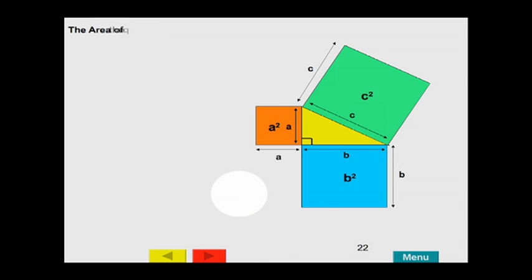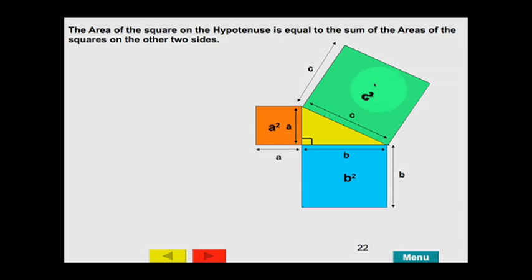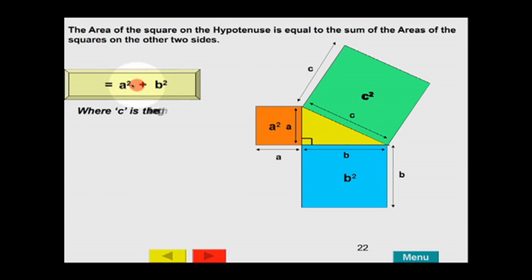And what Pythagoras is saying is that the area on the square of the hypotenuse is equal to the sum of the areas on the other two smaller sides. So if we square A, square B, add them together, square root the result, it can give us the length of that side there. Always remember, if you're looking for the hypotenuse, we need to be looking at C squared equals A squared plus B squared, where C is the length of the hypotenuse.